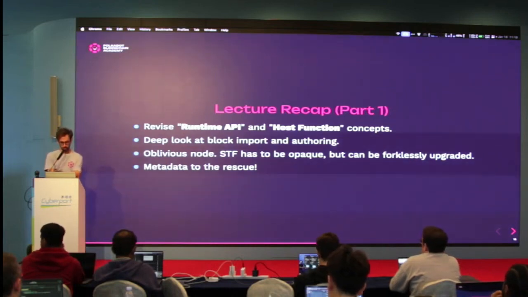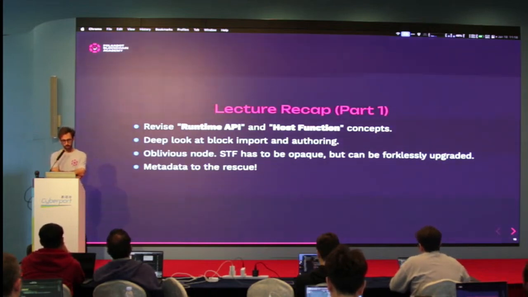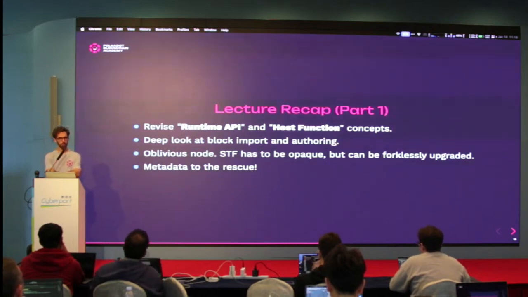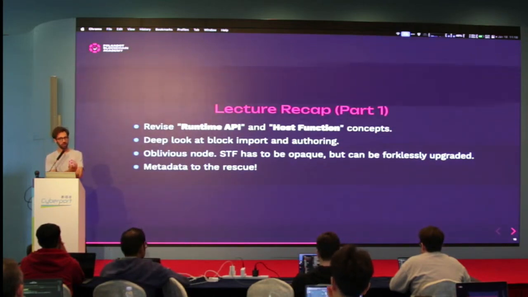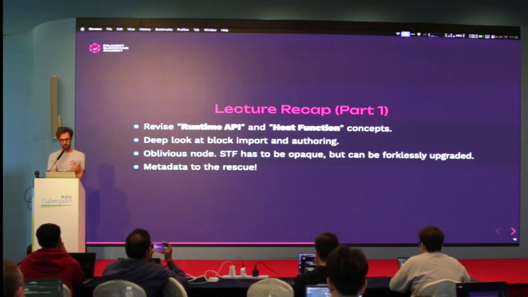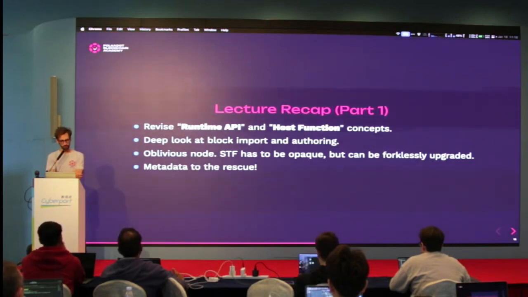So we learned further what a runtime API and a host function are, the definitions, and so on. We used the examples of updating the state, importing a block, and authoring a block to learn many things. Hopefully it's cemented these concepts also outside of Substrate. Generally in blockchains, what does it mean to import a block, author a block, how do they usually work? But we also used them as an excuse to learn in further detail how runtime APIs and host functions work in Substrate. So we used them as a learning tool.